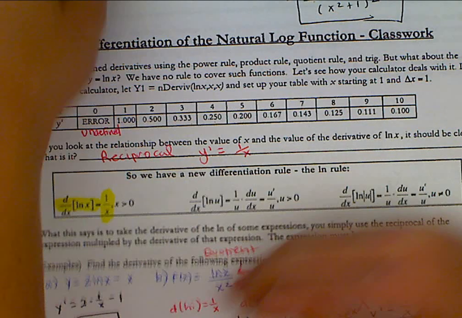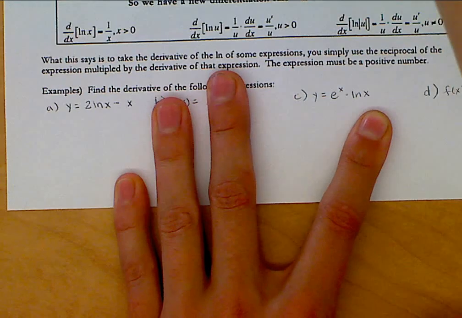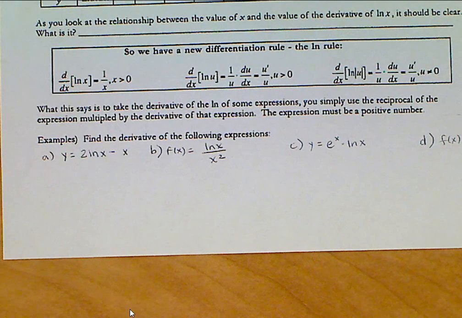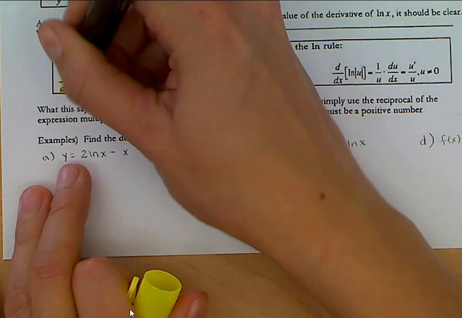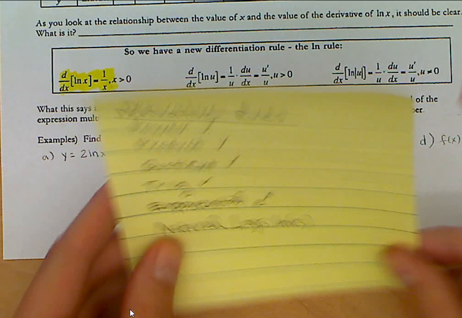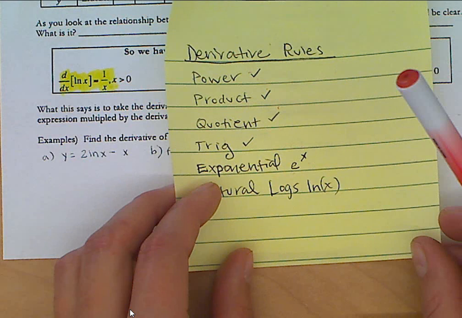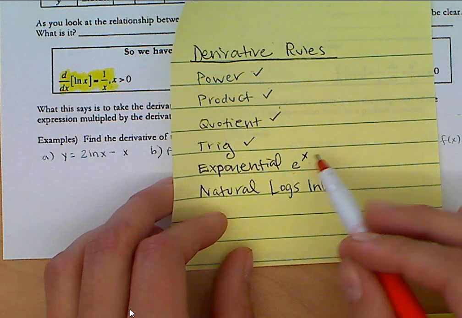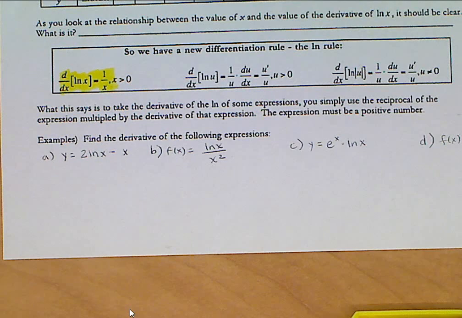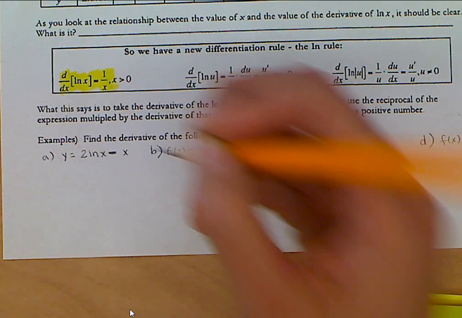So let's go over some of these examples together. I'll highlight this again for you. We want to always be considering which rule we are using: power, product, quotient, trig, an exponential, e to the x, or a natural log. Which rule is it? This is a minus sign, by the way.